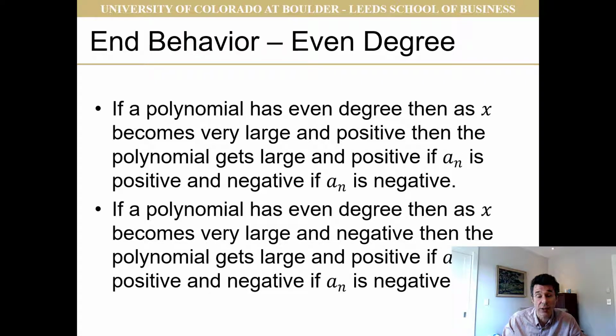So that's as x gets really, really big and positive. When x gets really, really big and negative, the same happens, because the leading term, which has the highest degree, dominates, becomes the biggest. And again, you square or take to the 4th a negative number, that becomes a positive number. So a polynomial with even degree, as x becomes large and negative, becomes large and positive if a sub n is positive, and negative if a sub n is negative.